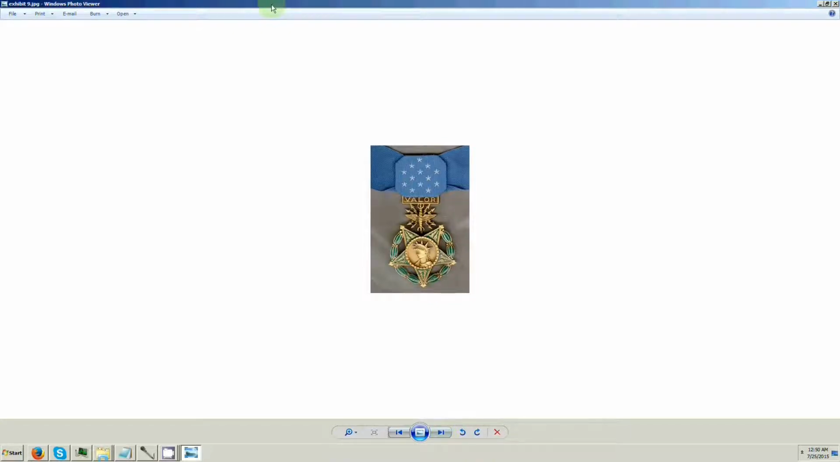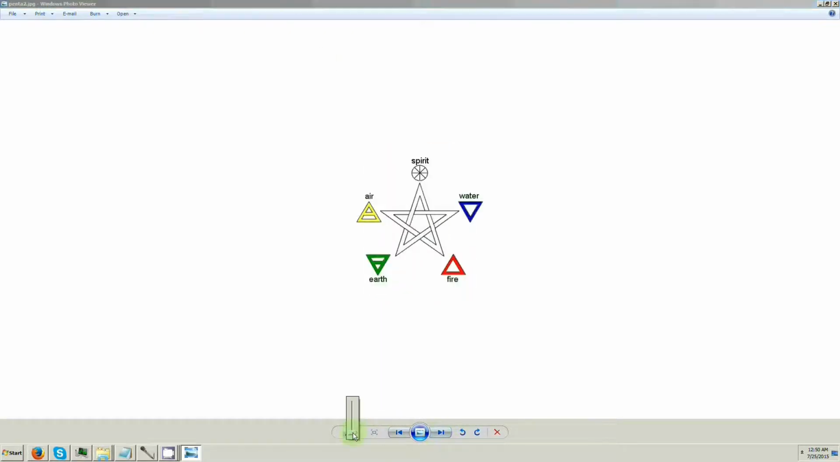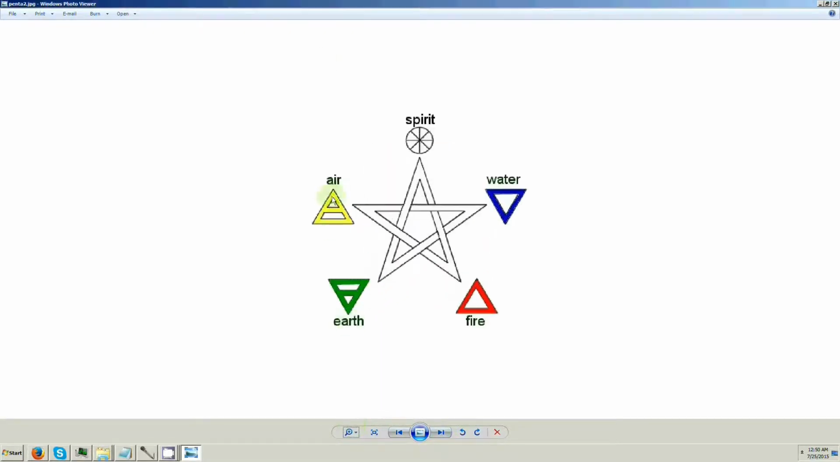Another meaning of the five-pointed star relates to alchemy and the five elements: air, earth, fire, water, and the most important element, spirit, without which nothing could be. The way the pentagram is shaped puts the spirit on top, since it's the most important element.